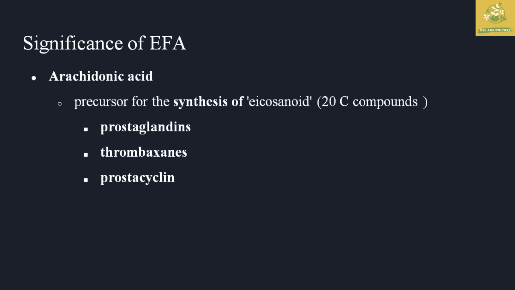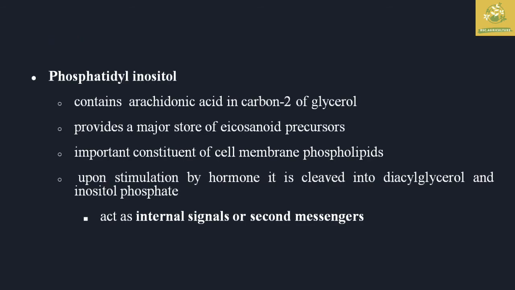The first one I am going to tell is arachidonic acid, which is the precursor for the synthesis of eicosanoids, which are 20 carbon compounds. For example, prostaglandin, thromboxane and prostacyclin are known as eicosanoids. And phosphatidylinositol contains arachidonic acid at carbon 2 of glycerol and provides a major store of eicosanoid precursors, which are mainly found in the cell membrane phospholipids.